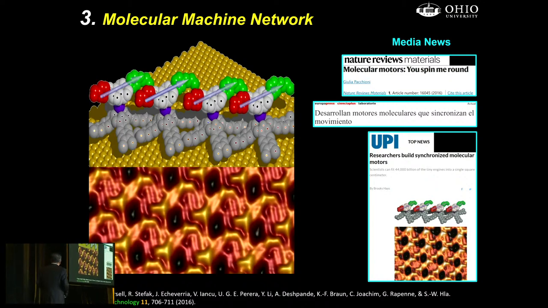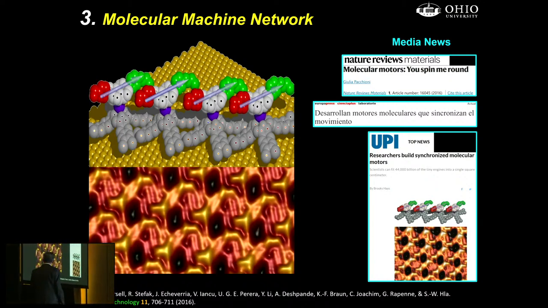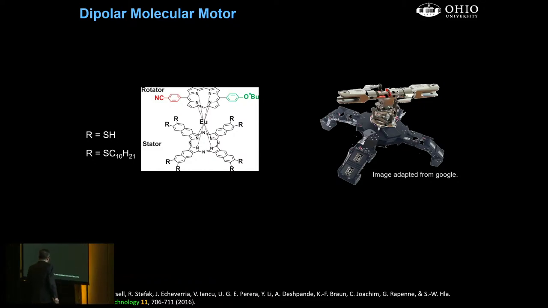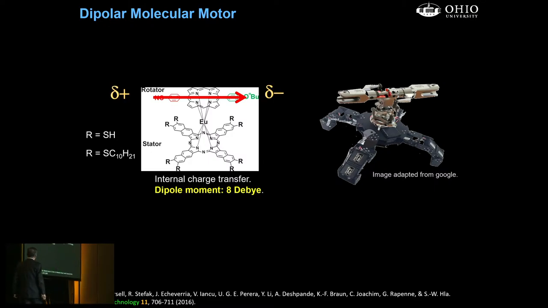Then we realized that in order for the motors to rotate, they need to communicate with each other. So we developed a technique that was published in Nature Nanotechnology, 2016. Now we designed a motor which has a dipole interaction. This molecular motor has four legs. It looks like this. And the rotating arm, the rotor, has only two blades. But those two blades have an internal dipole, purposely built in. It has a large dipole moment of 8 debye by internal charge transfer.